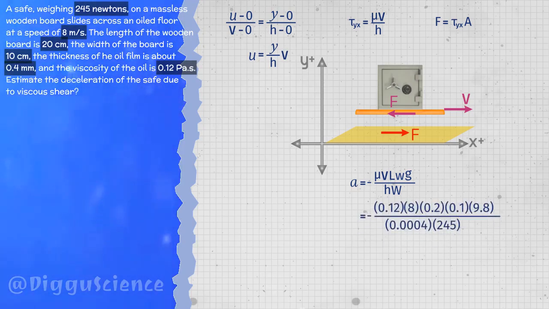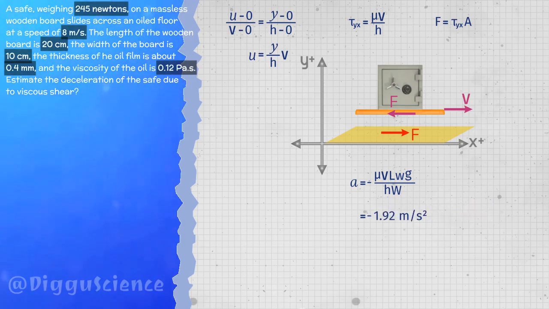It seems that all the values have been written on the question sheet. Of course, we have to adjust the units of each quantity. If I'm not mistaken, a is about minus 1.92 meters per second squared. The negative sign indicates that the acceleration is to the left, or the safe is moving slower.